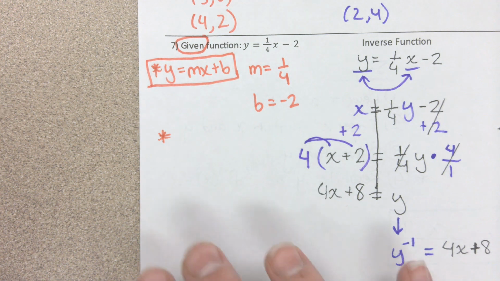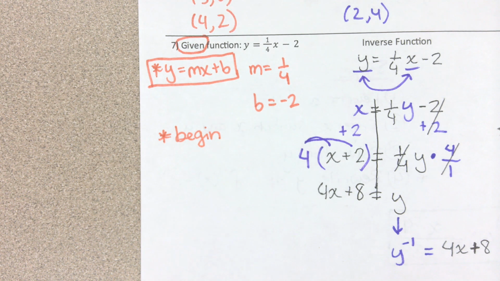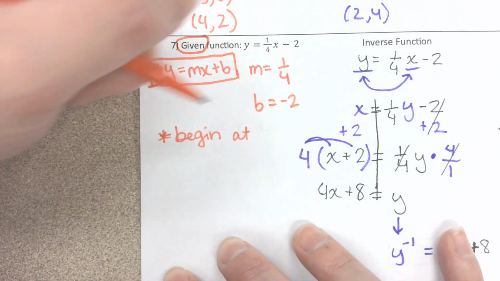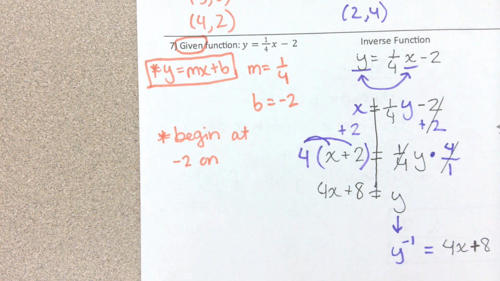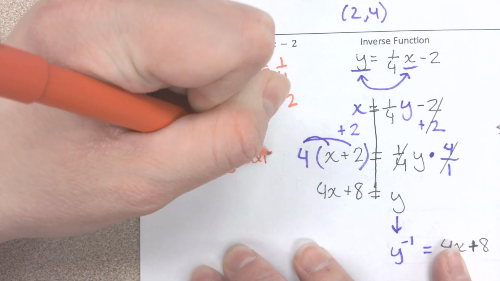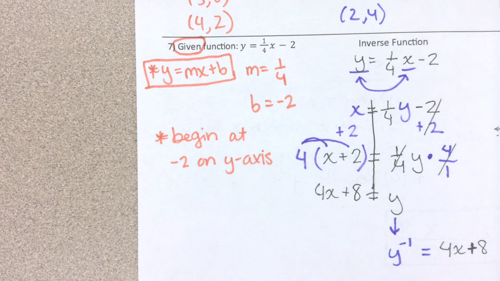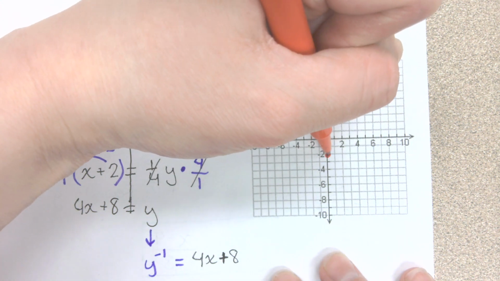That b is for begin. Where do I begin on my graph? Begin at -2. Where? Which -2? Which axis? Y-axis. There are plenty of students who will start on the x-axis. That is incorrect. We begin at -2 on the y-axis.